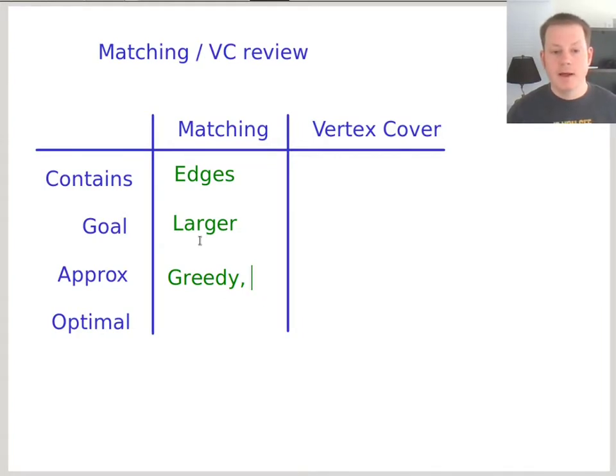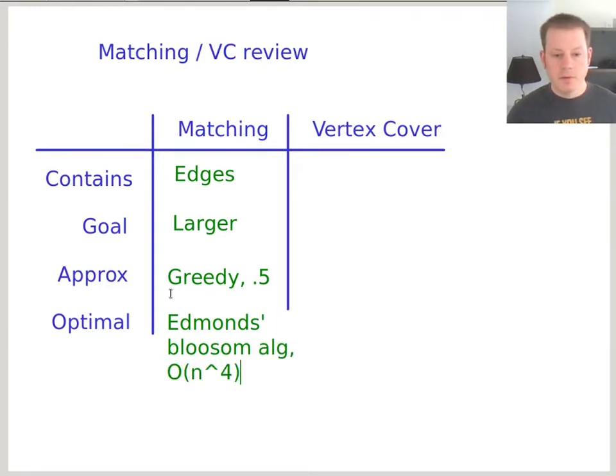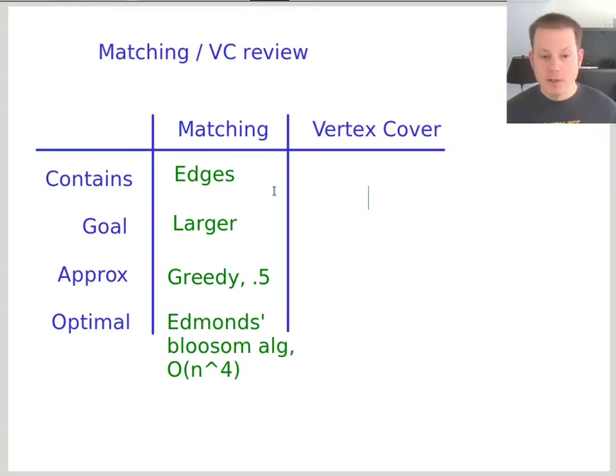Sorry, any greedy strategy will produce a matching which is at least half the size of the optimal maximal matching. We can also compute the optimal maximal matching with a more complicated algorithm, which is Edmonds' Blossom algorithm, which was big O of n to the fourth. So for matching, we can solve the problem perfectly, but it's an expensive algorithm, although it's feasible, it's polynomial time. But we can also get a pretty good approximation with the greedy strategy to find a maximal matching. And that's what that problem is about.